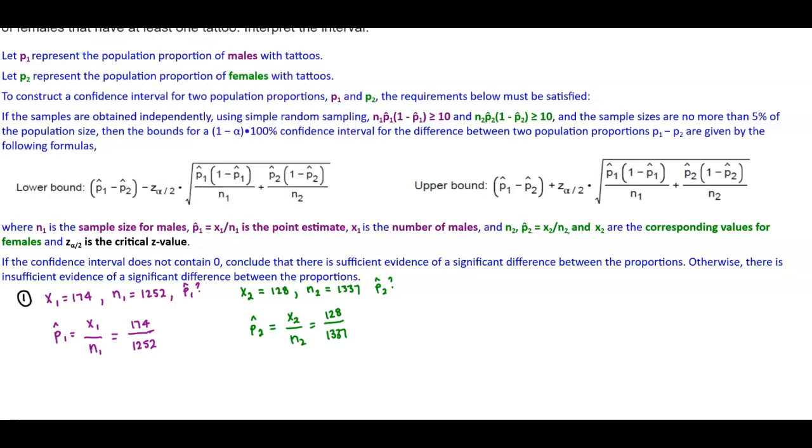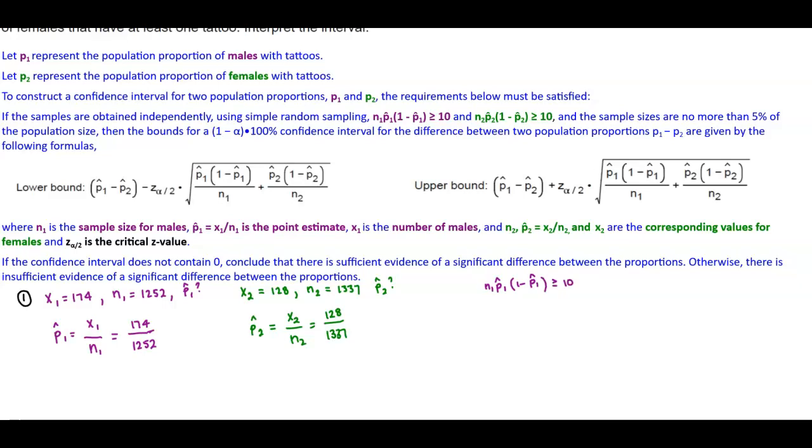Now the next thing is we want to evaluate the condition for the first sample. We're assuming that the samples are obtained independently from a large population using simple random sampling, and now we use the formula where we take n1 times point estimate 1 times 1 minus point estimate 1. We want to see if it's going to be greater than or equal to 10.